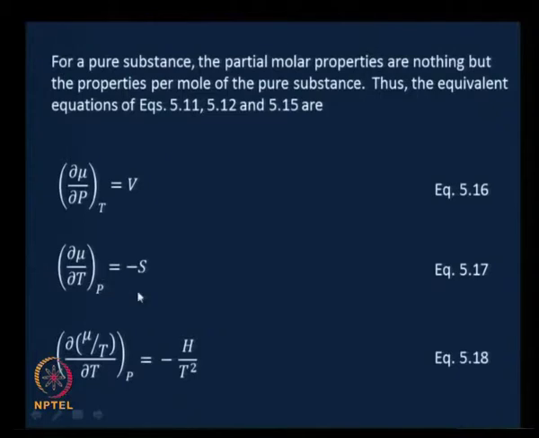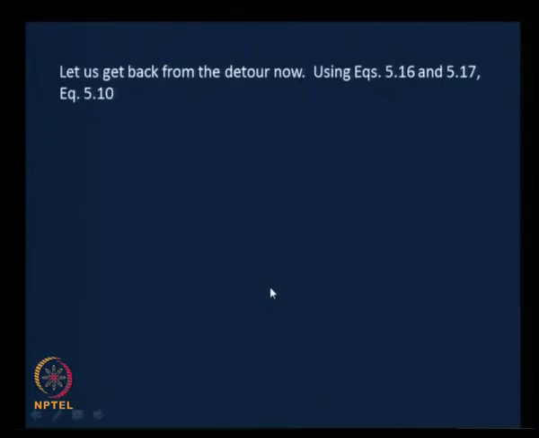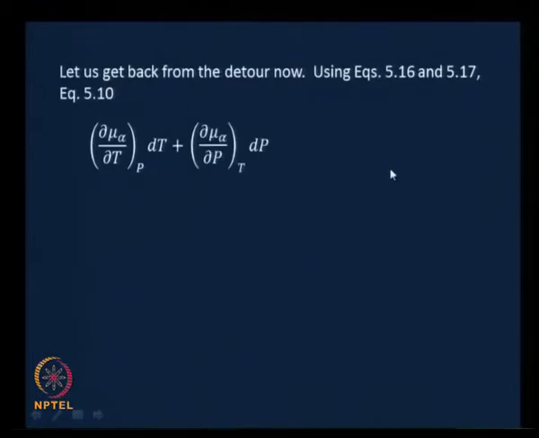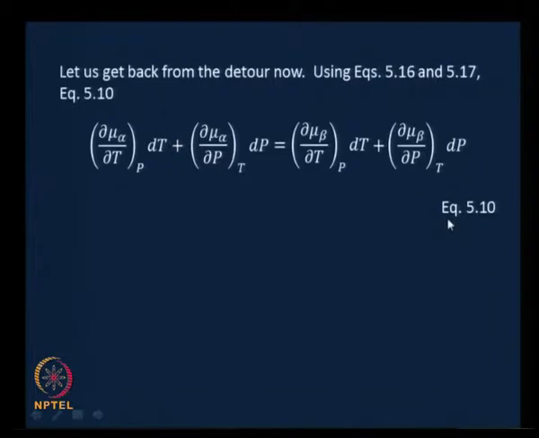Now what we will do is substitute these. Remember, this was a detour, we will go back from the detour to considering the case of equilibrium of a pure substance between two phases. This was the equation that we had gotten by equating d mu alpha equals d mu beta, and this was equation 5.10, at which point we took a detour. Now we are going to substitute for these expressions in terms of 5.16, 5.17.